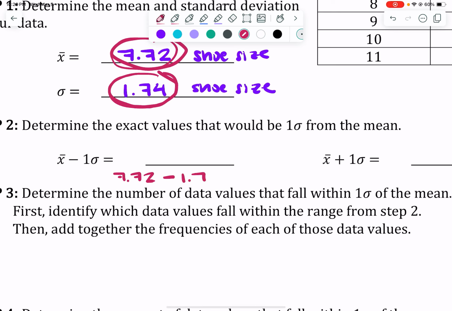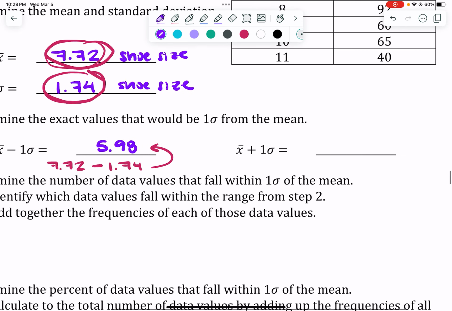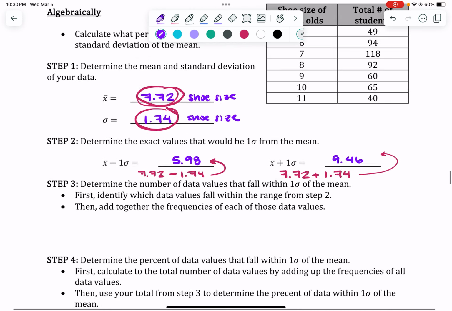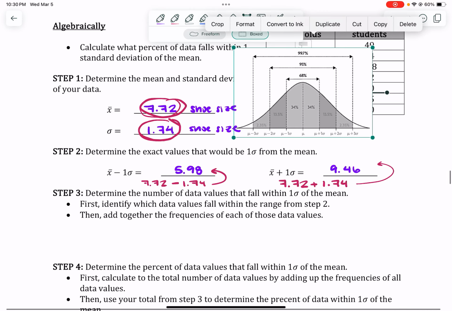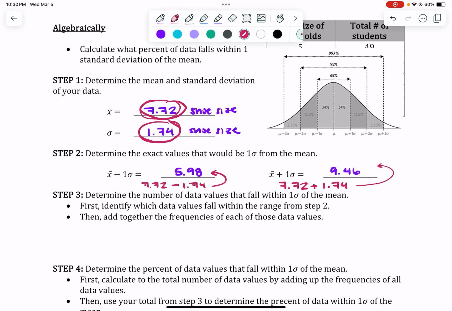So 7.72 minus 1.74 gives me 5.98. And I'm going to do the same thing, except I'm adding now. Same number, 7.72. Now I'm adding one standard deviation, and I get 9.46. Now remember, these are the data values, the boundary lines, that we are trying to see how much data falls between them. And ideally, 68%.